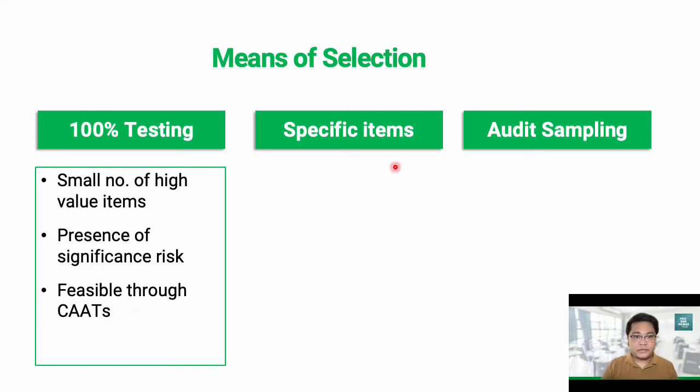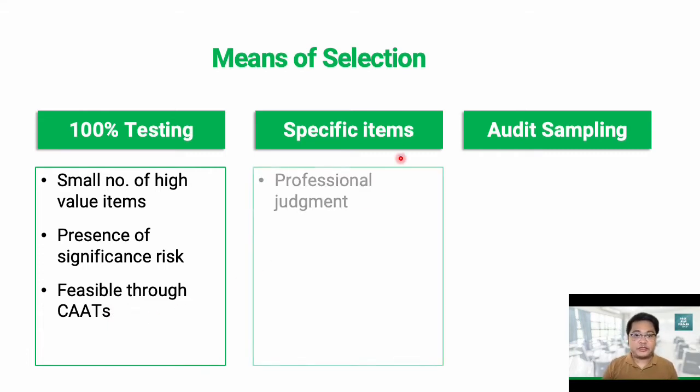Okay? For specific items, as mentioned earlier, we use professional judgment in selecting specific items. For example, selecting items higher than a specific amount or based on a certain characteristic. Let's say we select items that involve transactions with related parties, because this is aligned with the audit objective that we are trying to achieve in this specific procedure. So that is selection of specific items.